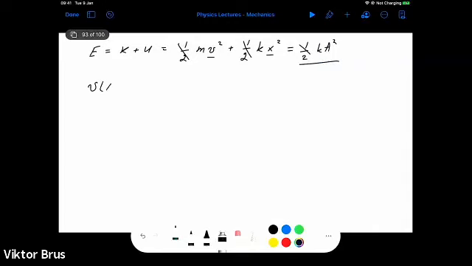V as a function of x is equal to ka squared plus minus, not plus, sorry, kx squared. So factor this out, k will be a squared minus x. Professor, I think we forgot about the mass.